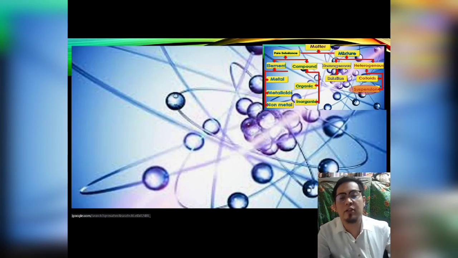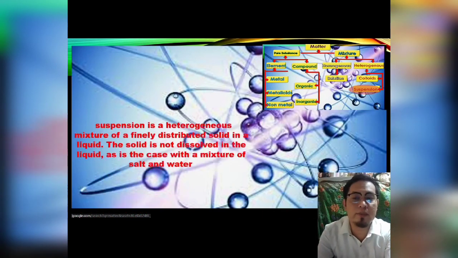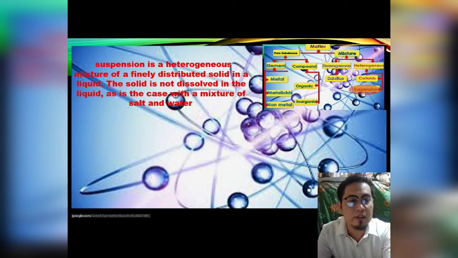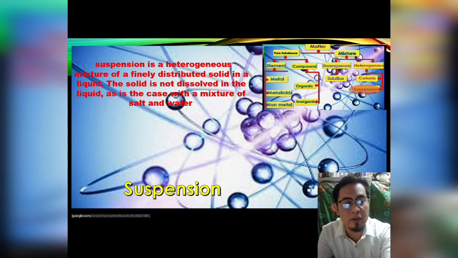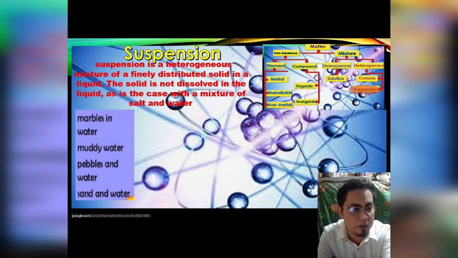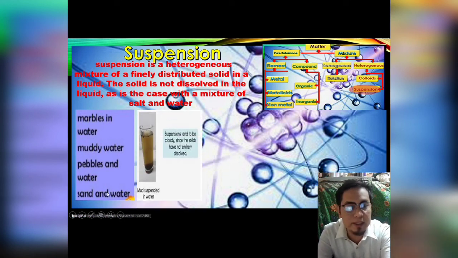Next, another heterogeneous mixture is suspension. Suspension is a heterogeneous mixture of finely distributed solid in a liquid. The solid is not dissolved in the liquid, as is the case with the mixture of salt and water. Examples of suspension are marbles in water, muddy water, pebbles and water, sand.